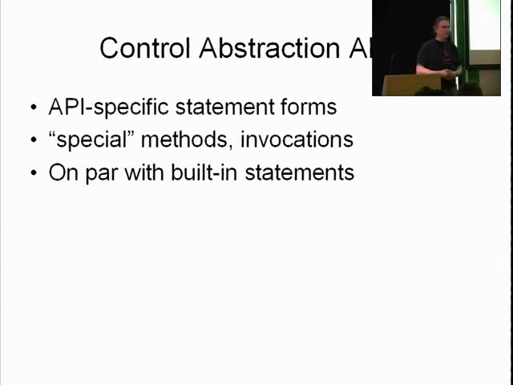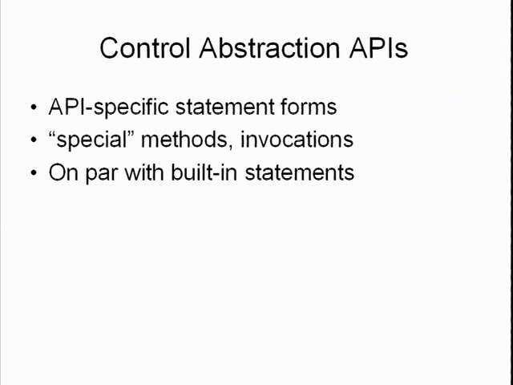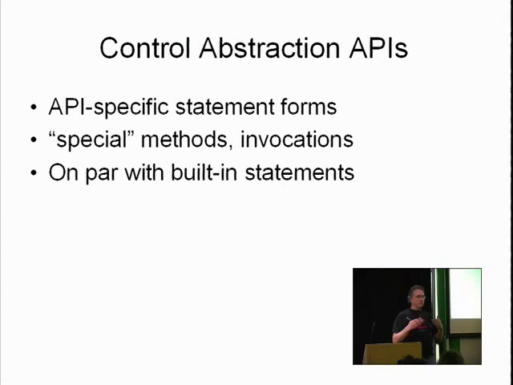I also mentioned that one of the primary goals is to enable control abstraction APIs. Now, a control abstraction API is a new kind of statement form that is added to the language, but you add it to the language by writing a function. So the idea is it will be possible to write a method that acts like a new statement form. And they are ordinary methods, except they may happen to take a closure as one of the arguments. And the idea is you can start using methods to extend the language.